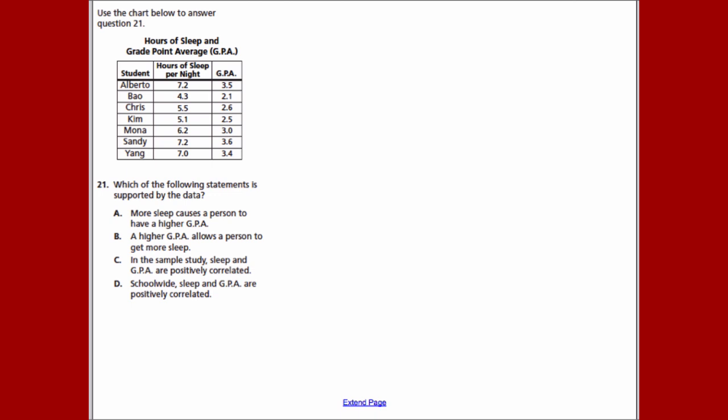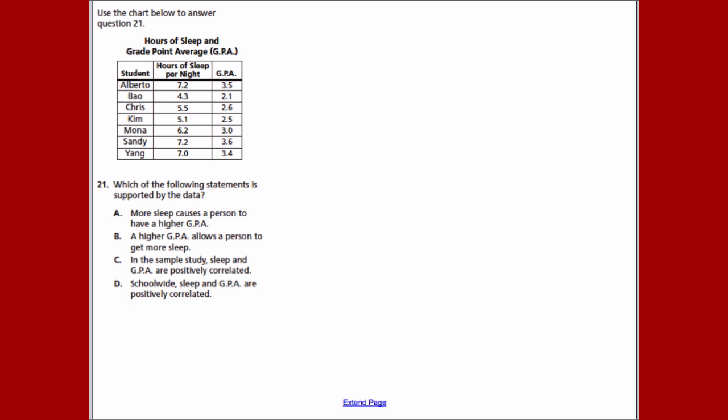Read all your possible answers to see what they're looking for. A. More sleep causes a person to have a higher GPA. B. A higher GPA allows a person to get more sleep. C. In the sample study, sleep and GPA are positively correlated. And D. School-wide sleep and GPA are positively correlated.